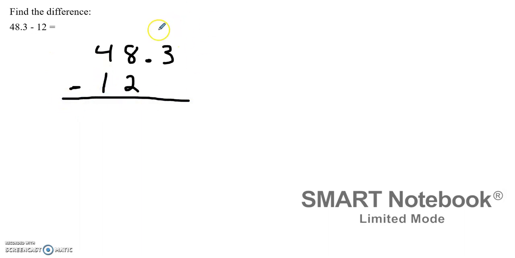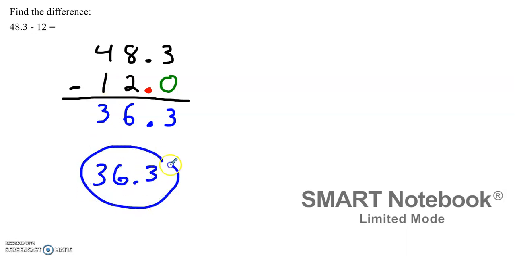Again, I add my decimal after the whole number, so I have my decimals lined up. And then I add a 0 wherever I don't have a number above or below another. In this case, it's only where the 3 is. There's no number below the 3, so I'm going to add a 0. And then I just subtract. 3 minus 0 is 3. I bring down my decimal. 8 minus 2 is 6. 4 minus 1 is 3. So my final answer here is 36 and 3/10. I want you to pause this video and write this in your notebooks.